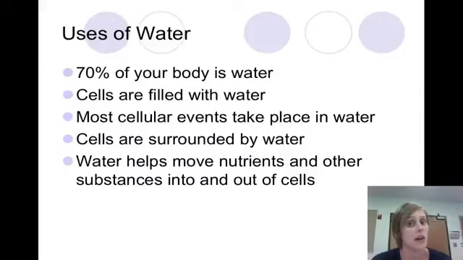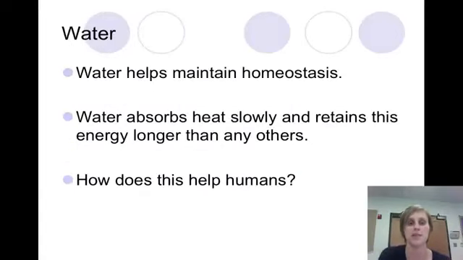70% of your body is water. In animals, that's true, and in plants, it's about 90% of plants, it's water. Your cells are filled with water. Cellular events take place in water. Cells are surrounded by water. Water is used to move nutrients and other substances in and out of your cells, providing the nutrients or taking out wastes. Lots of uses of water in your body.